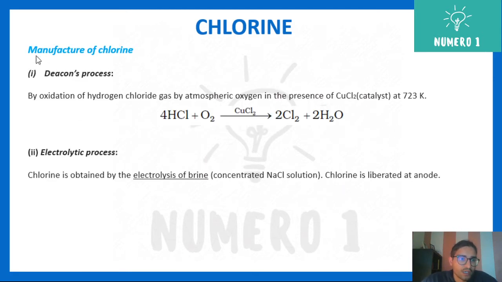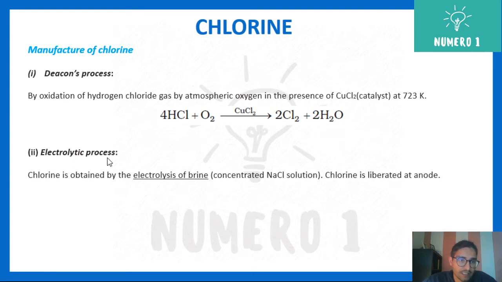Next, manufacturing of chlorine on a large industrial scale is done by Deacon's process. Remember the name Deacon's process, by oxidation of hydrogen chloride gas. So you have hydrogen chloride gas, you have oxygen, and you make the reaction in the presence of catalyst cupric chloride. That is your +2 oxidation state. HCl, O2, CuCl2 catalyst at 723 Kelvin. That's your Deacon's process. What you get is chlorine gas and water.